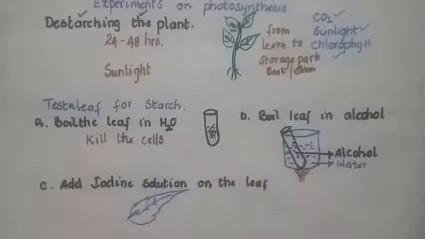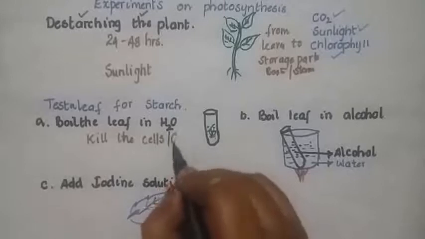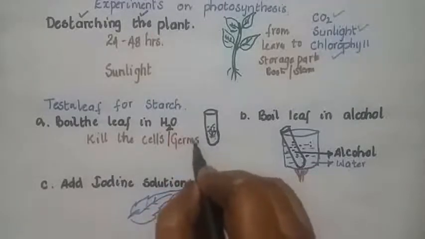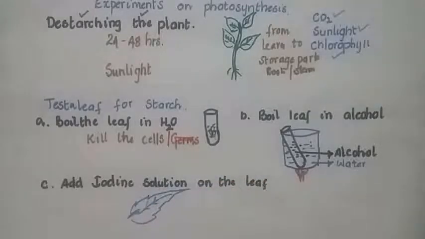Why should we kill the cells? Those palisade parenchyma cells and spongy parenchyma cells have the starch inside them. So before you test the leaf for starch, you should make the cells to be killed. So that is the reason we are going to boil the leaf in water to kill the cells. Okay, most of the time I have seen children, when I ask you this question, they just write it as killing the germs. Children, not germs, it is killing the cells of the leaf.